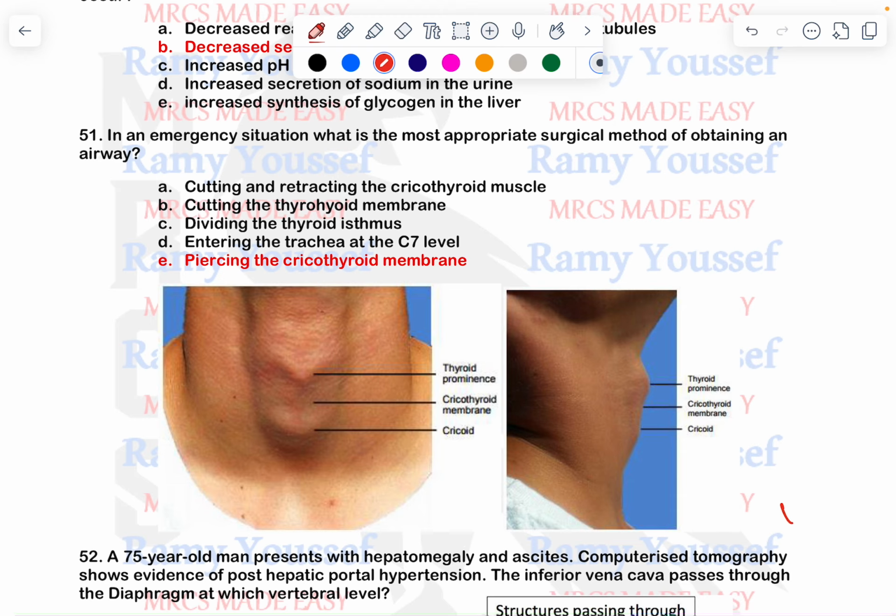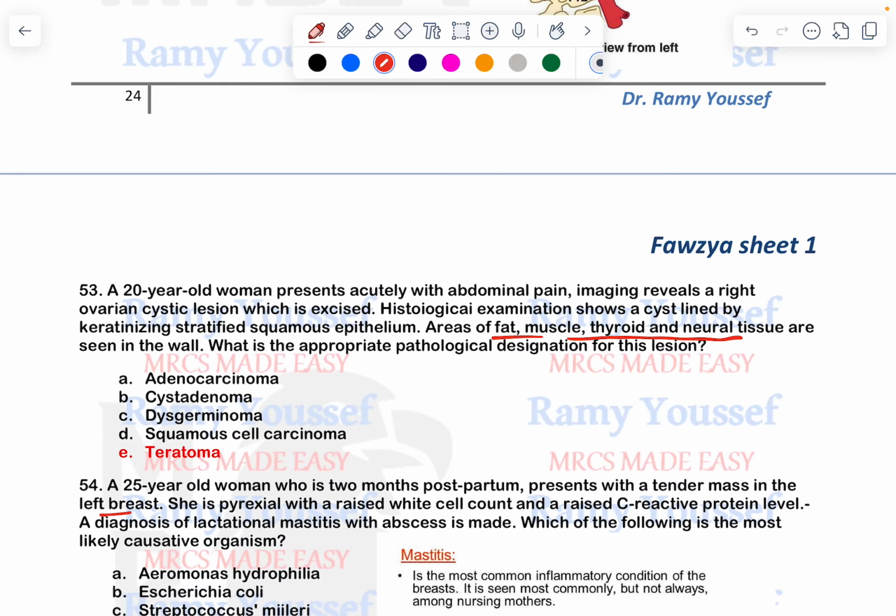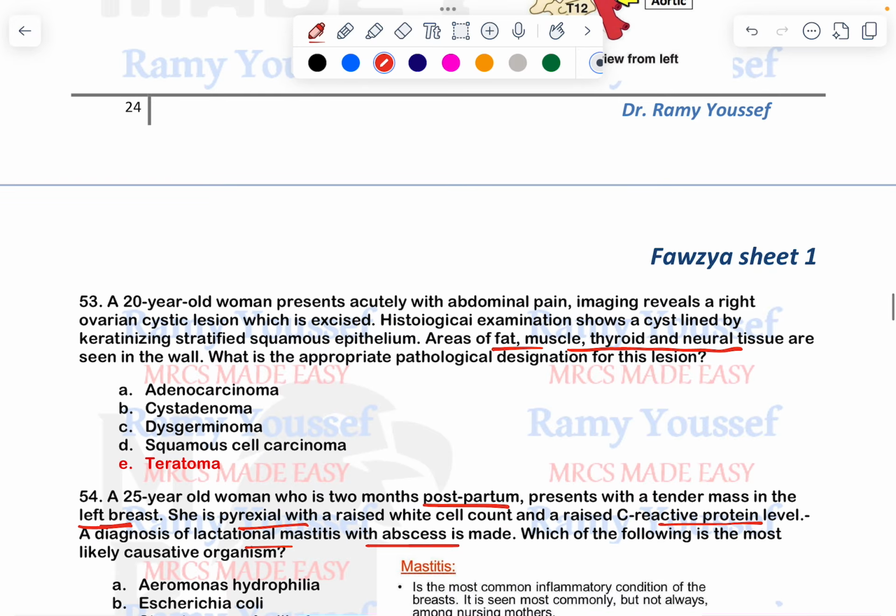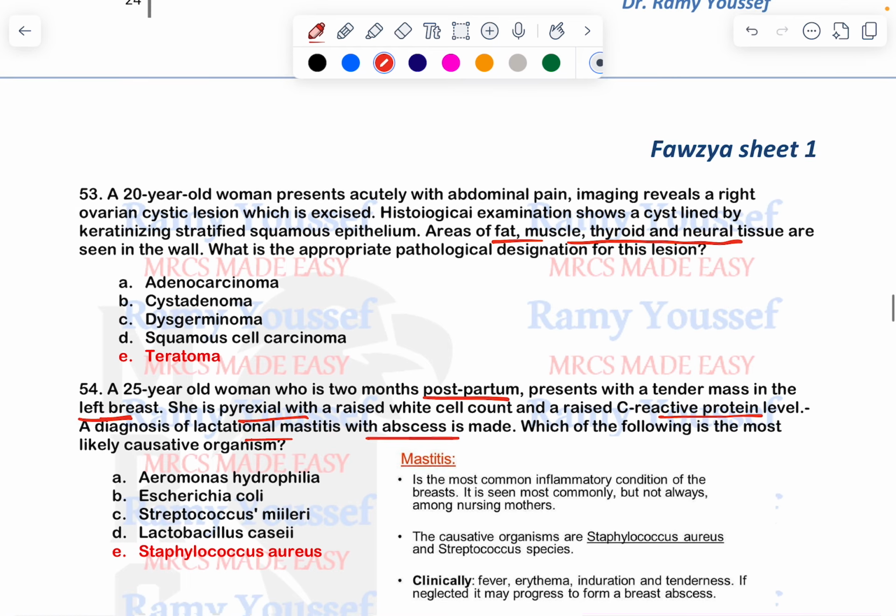A 20-year-old man presents acutely with abdominal pain. Imaging reveals a right ovarian cyst with fat, muscle, thyroid. This is teratoma. A 25-year-old woman who is 2 months postpartum has a tender mass in the left breast, with fever. Lactation mastitis, abscess. A diagnosis of mastitis. Which of the following is the most likely causative organism? Staph aureus.